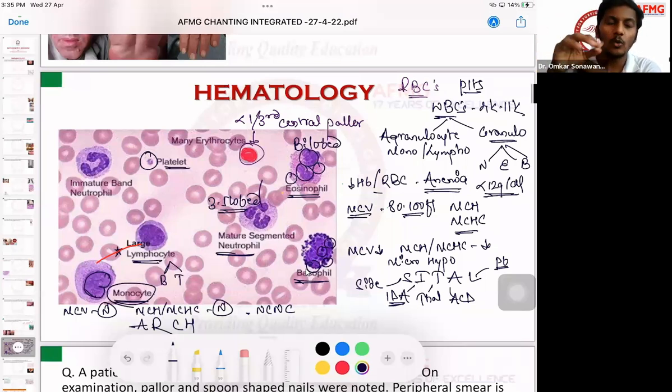Please tell me which is more common. In anemia of chronic disease, which type is more common? Is it the NCNC type, or is it the microcytic hypochromic type which is more common? Please let me know in the chat box, guys.